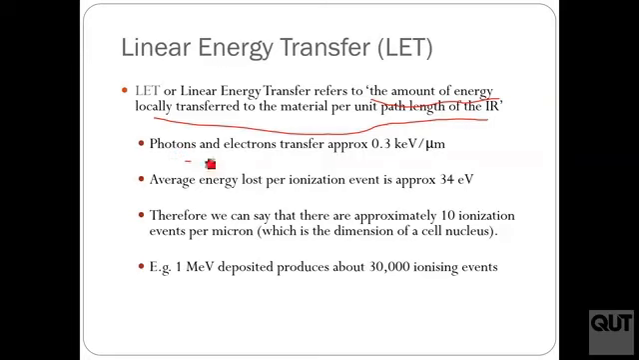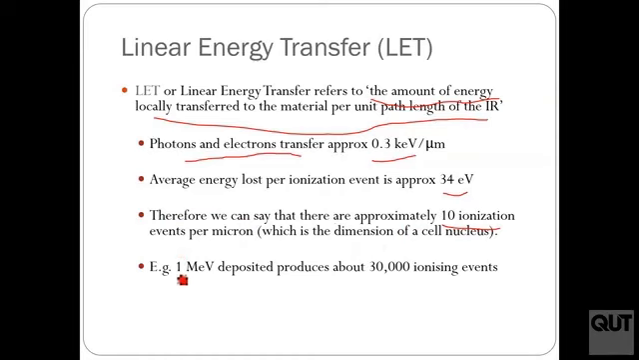So for example, photons and electrons transfer around approximately 0.3 keV per micron. The average energy loss per ionisation event is about 34 electron volts, approximately an average, so it's not always the case, obviously. So we can say that there's approximately 10 ionisation events per micron from photons and electrons.